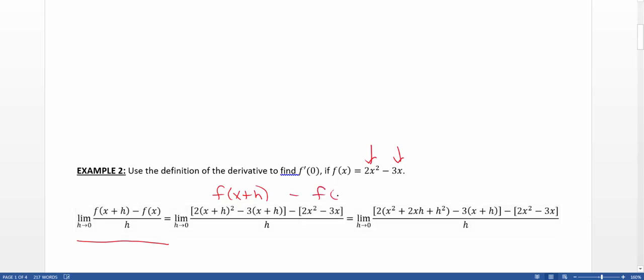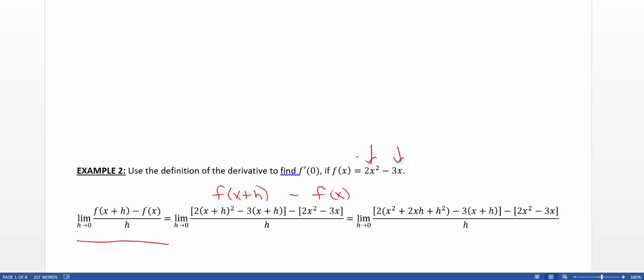And then we have minus f of x. So we write minus, and then we put our parentheses around the function because that minus term has to go to both terms of f of x, all divided by h. Now we need to start our algebraic simplification.